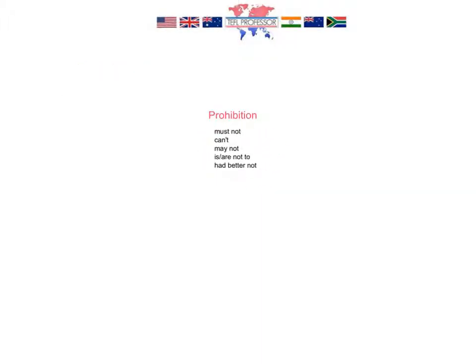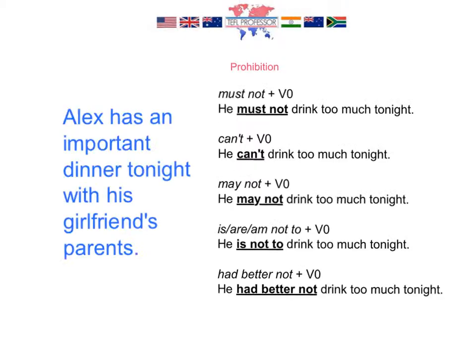Next, we're going to look at prohibition, things that you must not, can't, may not, are not to, had better not. Alright, so Alex has an important dinner tonight with his girlfriend's parents. He wants to be on his best behavior and make a good impression. So he must not drink too much tonight. He can't drink too much tonight. He may not drink too much tonight. He is not to drink too much tonight. He had better not drink too much tonight.